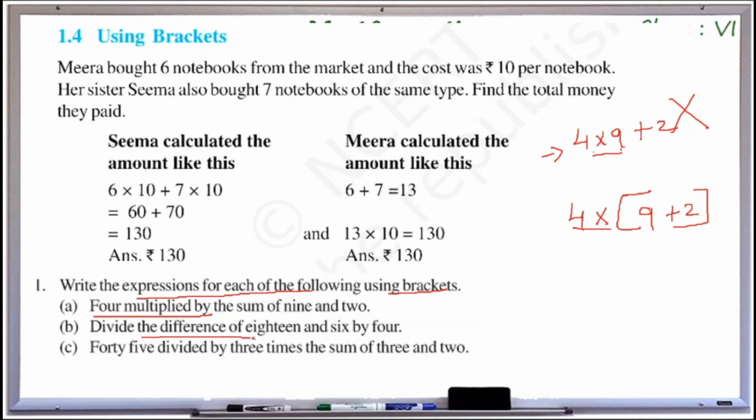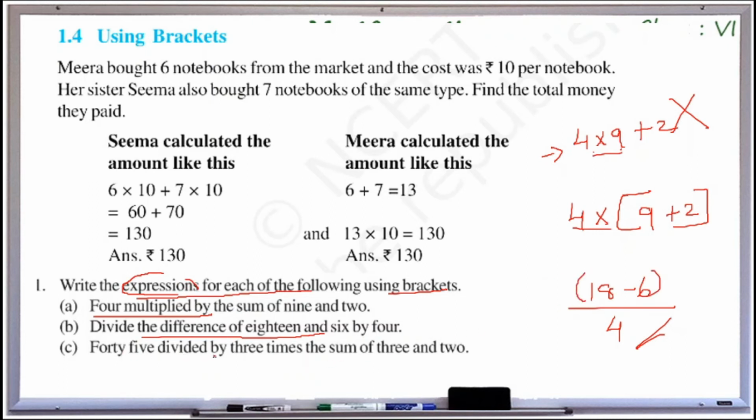Divide the difference of 18 and 6 by 4. So we have to divide the difference of 18 and 6 by 4. This is how we are expressing it using brackets.